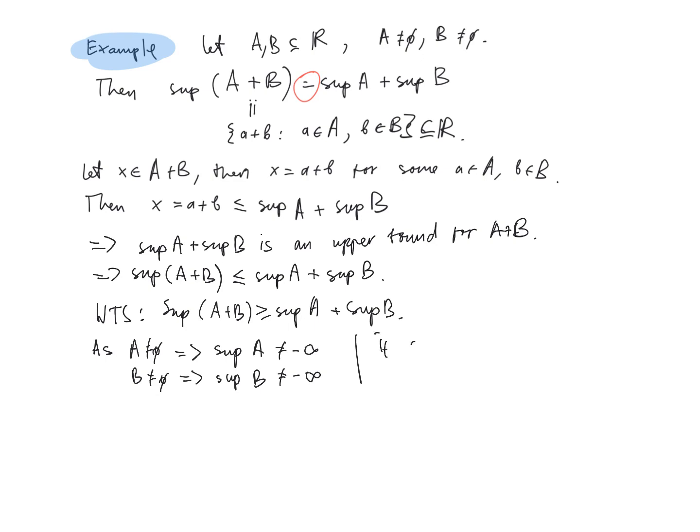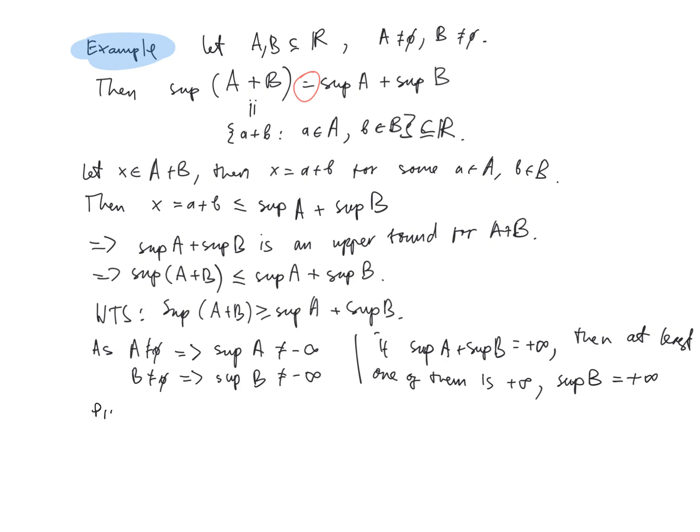Note that if the supremum of A plus the supremum of B is equal to plus infinity, then at least one of them is necessarily equal to plus infinity. Let's say the one corresponding to B. So we assume that the supremum of B is equal to plus infinity.